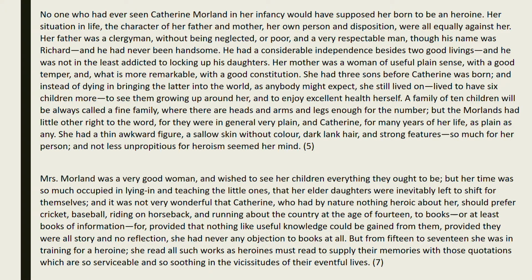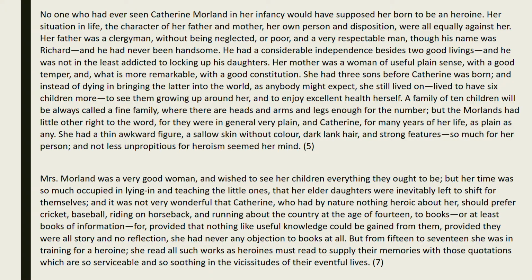Her situation in life, the character of her father and mother, her own person and disposition were all equally against her. Her father was a clergyman, without being neglected or poor, and a very respectable man, though his name was Richard. The joke here is just that it's a boring name. He's not called Montilione or something like a Gothic hero. And he had never been handsome. Again, handsome like a Gothic hero.